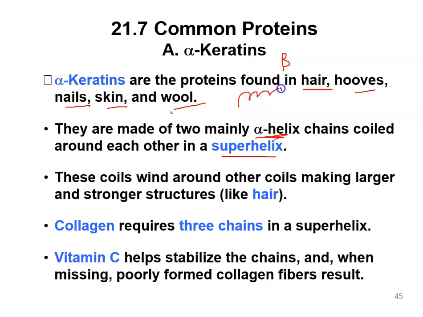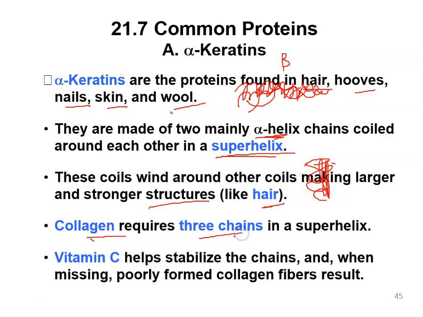So it's kind of a beta pleated sheet of alpha helices. I have an alpha helix, and then another alpha helix on top of that, and another alpha helix on top of that, and another one on top of that. So I have a bunch of these all on top of each other, which we call a superhelix. These coils wind around each other in order to make stronger structures like hair. It also makes it flexible. Our alpha helix is like a coil, so it can spring up and down, up and down. Well, our hair is actually pretty flexible.